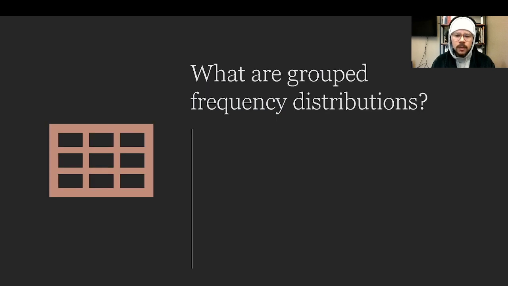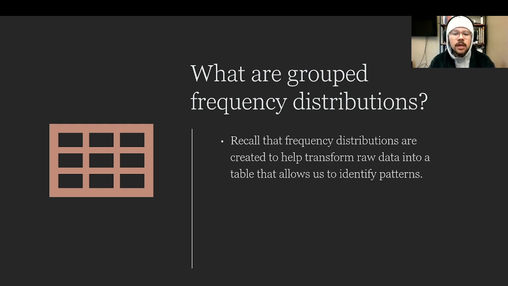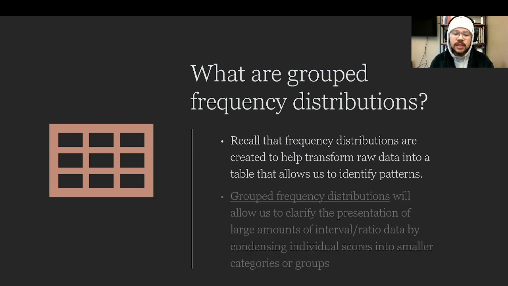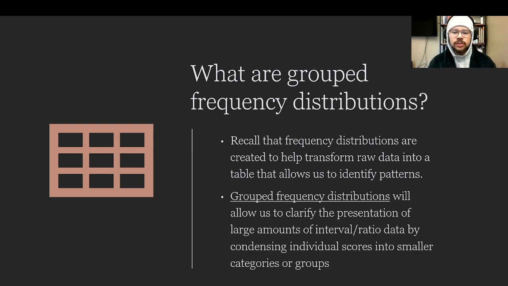So, what are grouped frequency distributions? Why are they any different than a regular frequency distribution? Recall that frequency distributions are created to help transform our raw data, as I just mentioned. Grouped frequency distributions allow us to clarify the presentation of large amounts of primarily interval and ratio data by condensing individual scores into smaller categories or groups.